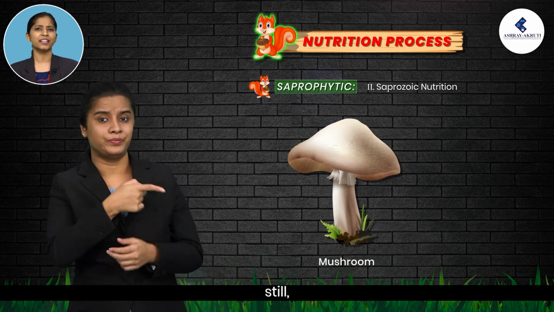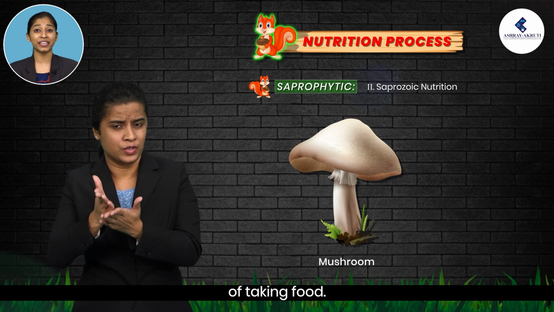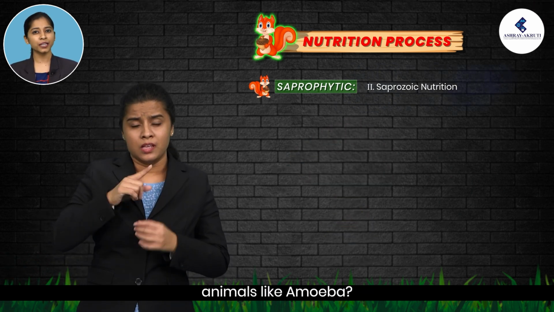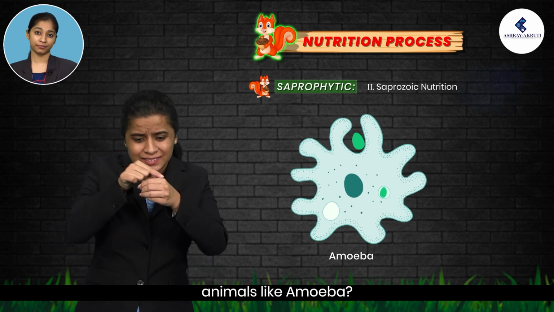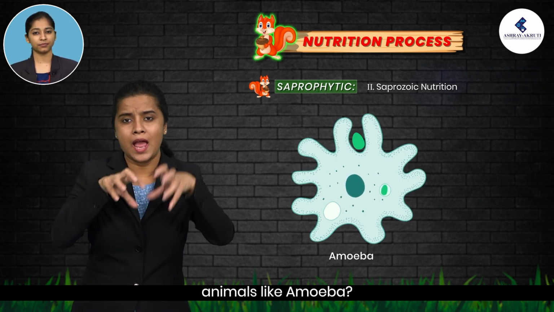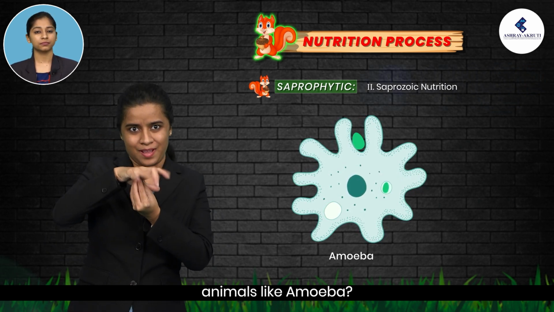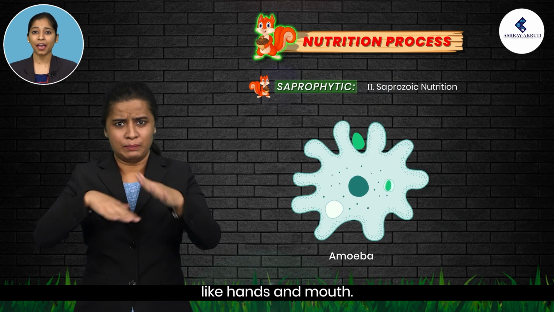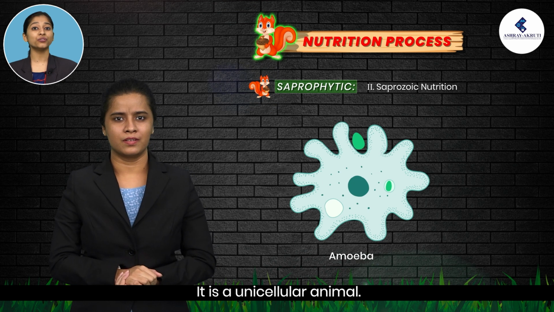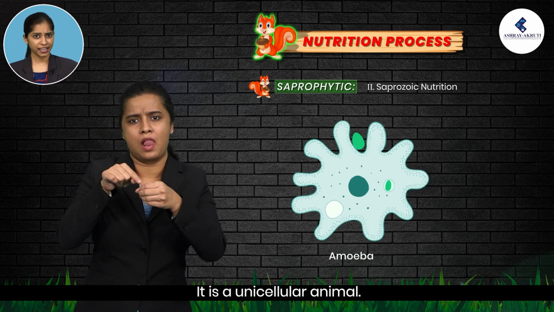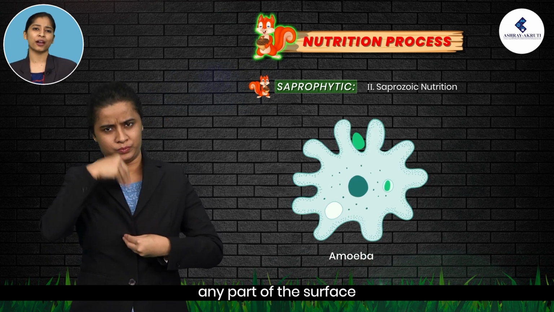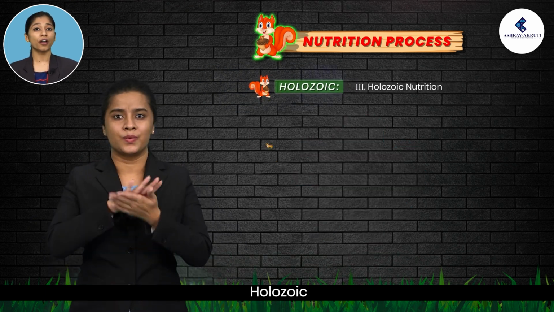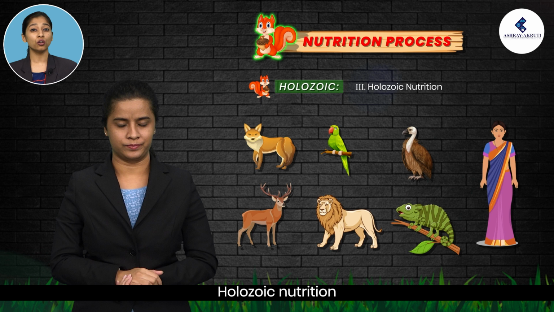Observe, still there are many different ways of taking food. How does ingestion occur in unicellular animals like amoeba? Amoeba does not have organs like hands and mouth. It is a unicellular animal. It can take in food through any part of the surface of its unicellular body. Holozoic nutrition.